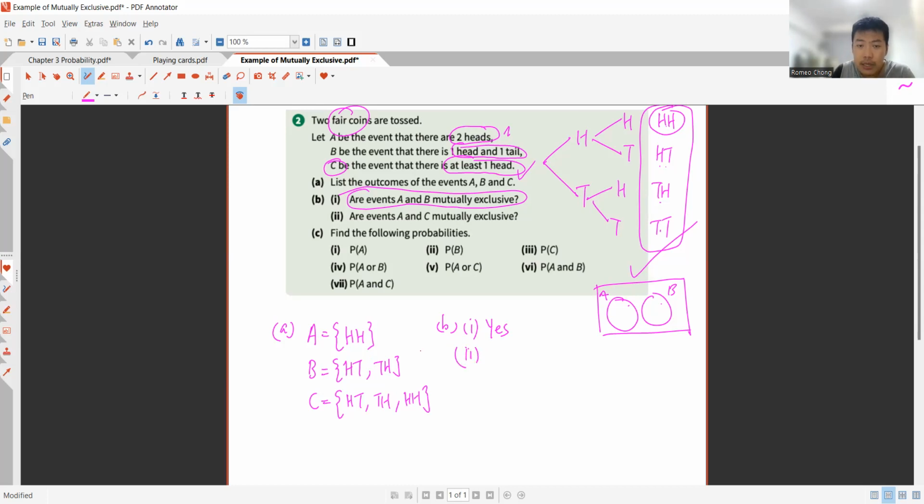But next, if you look at B2, B2 is A and C. So A and C mean this one and, sorry, hey, what happened?